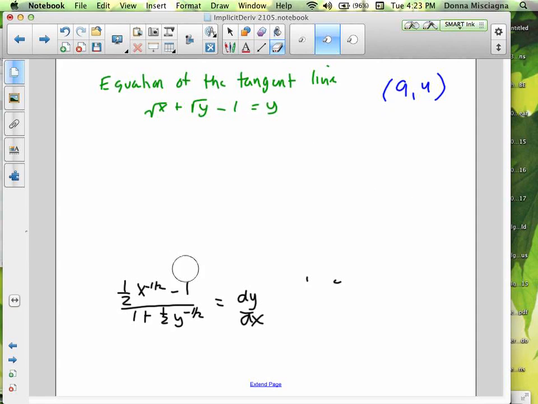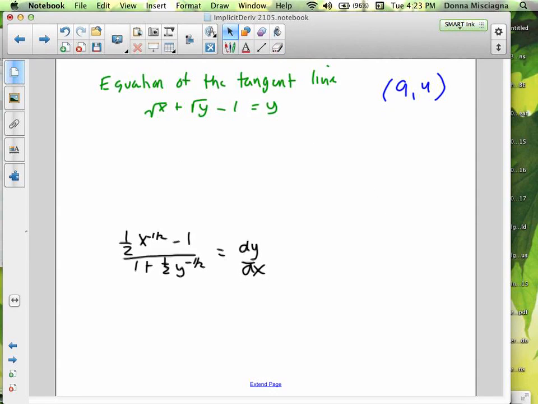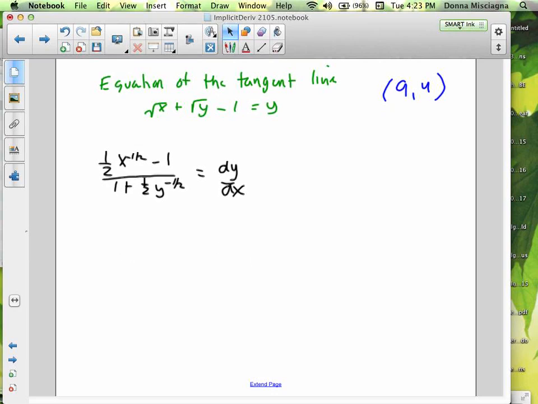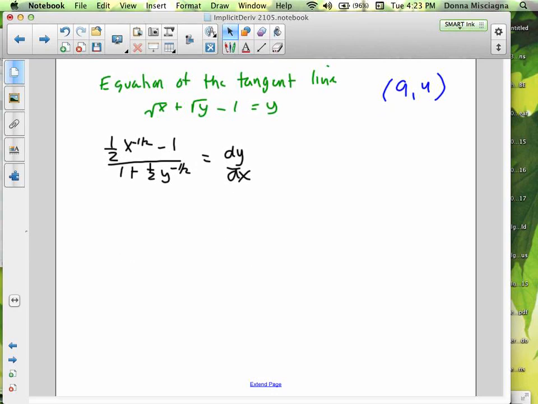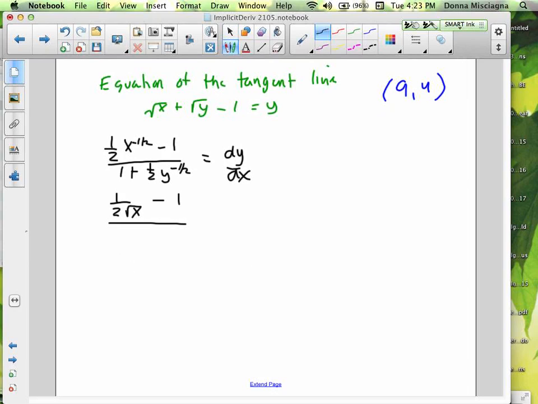Right, let's rewrite these, simplify the negative exponents and then clean up. All right, so that would be 1/2 square root of x, right? I'm just going to leave it just the way it is, then we'll clean everything up. Minus 1 all over 1 plus 1/2 square root of y.